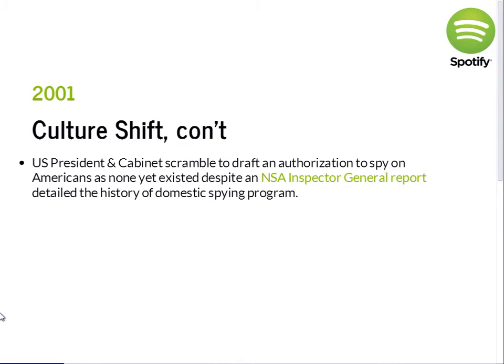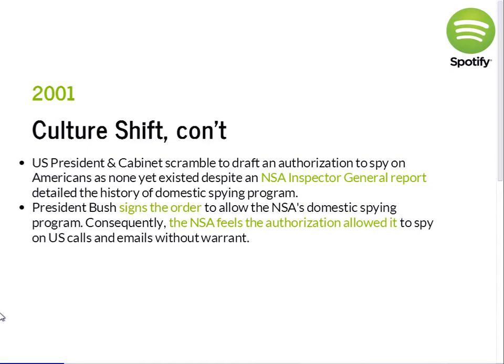Still within that first month, the U.S. president and the cabinet scramble together because they realize that there was domestic spying going on, but it wasn't legal yet, and so they had to create an authorization to do that. So Bush signs that order to allow domestic spying, and now the NSA feels that it's allowed to spy on U.S. calls and emails.